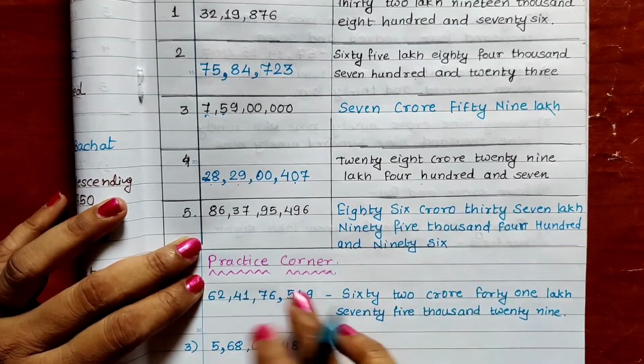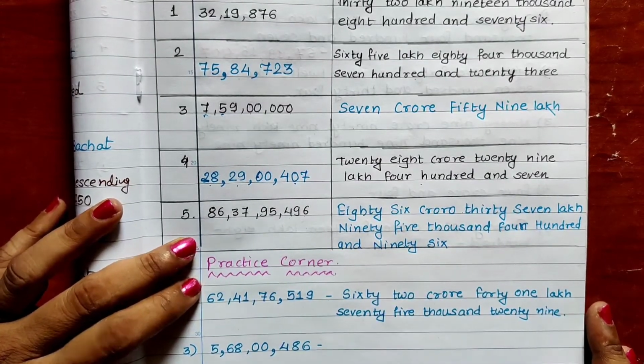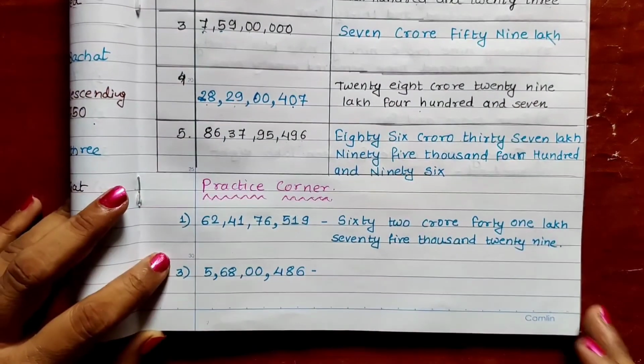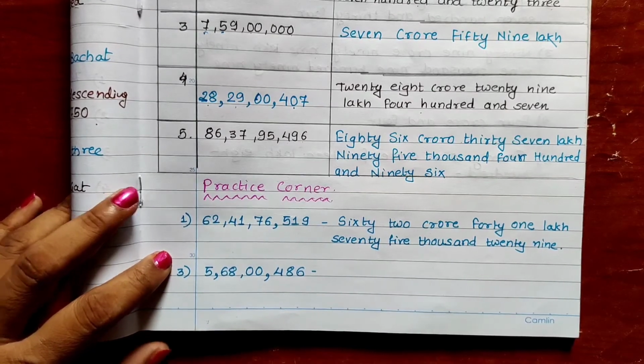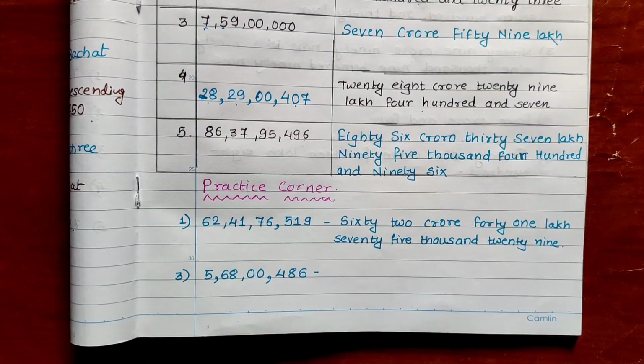496. In this way, we have to write the full number. Okay. Now let us see what is next. Next, we have been given numbers, and we have to write them in words. The first number is given. Let us write the second one.